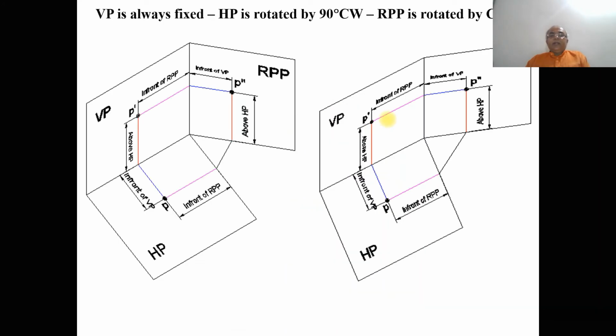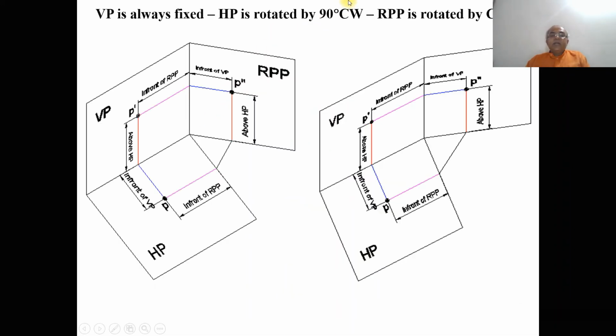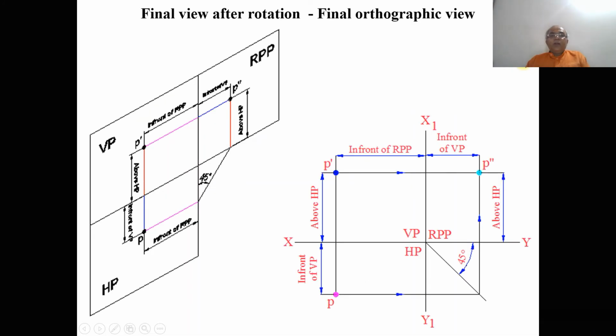Now when it is rotated, what we do here is we cut the vertical plane here, we cut the horizontal plane here, and then rotate the HP down and RPP to the right side, so that the vertical plane is always fixed. What happens? Correspondingly, the image will also get rotated. So these are the intermediate positions of above HP and in front of VP. See how the horizontal plane is going down and the right profile plane is going towards the right side. Correspondingly, the image after rotation by 90 degrees, the final orthographic view will be like this.